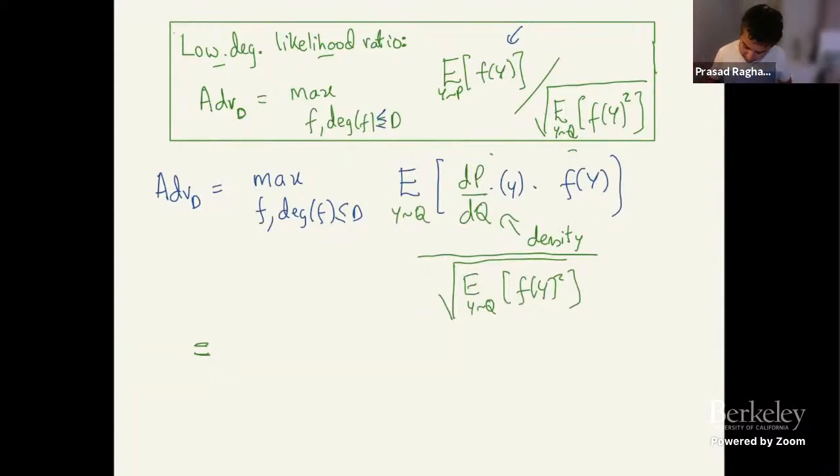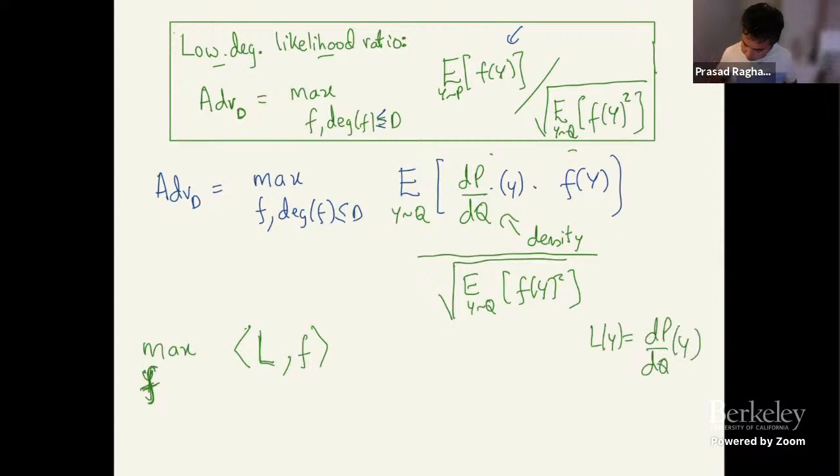Really, the way it looks is you have an inner product between a function L and f, where suppose I define L of y to be the likelihood ratio dP by dQ of y. This is the inner product under the measure Q of L with f, divided by the 2 norm of f, also under the measure Q.